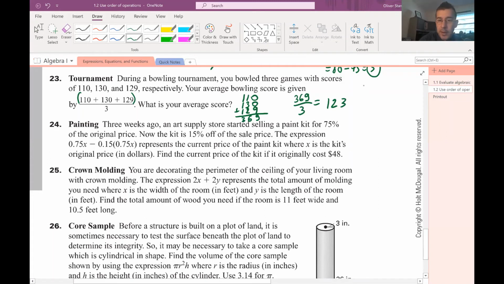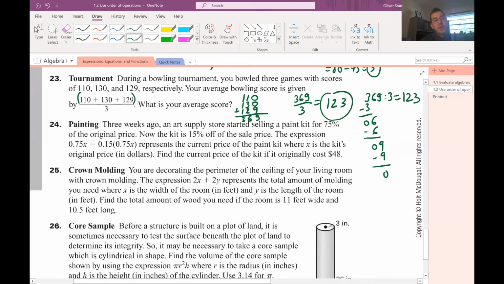Okay. And if you didn't get how I did that, you can also do it on the side. 369 divided by 3. 3 divided by 3 is 1. 1 times 3 is 3. Then 6. 6 divided by 3 is 2. 2 times 3 is 6. And then 9 divided by 3 is 3. 3 times 3 is 9. So no remainders. So 123. That's what we got.